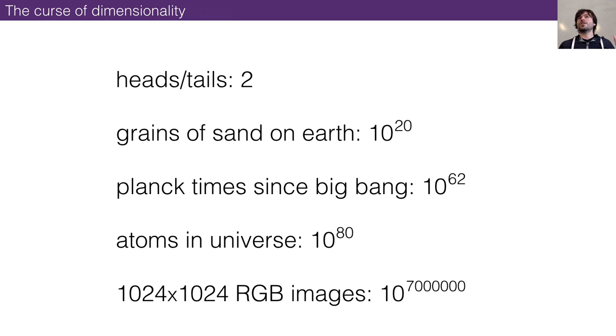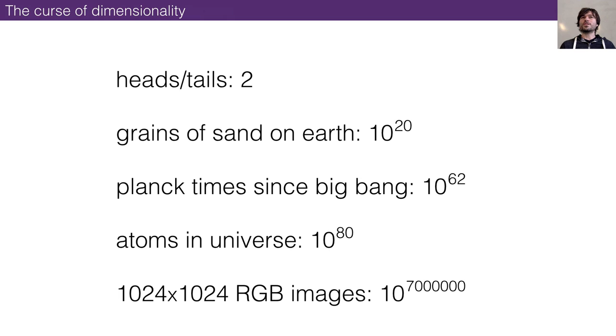But the number of grains of sand on Earth, just to give you a sense of the scale, is 10 to the 20th. That's a 20-digit long number. Planck time since the Big Bang. Planck time is like the amount of time it takes light to go a Planck length, which is like the quanta of time. The number of Planck times since the Big Bang is 10 to the 62nd, roughly. So a 62-digit number. Atoms in the universe, an 80-digit number.